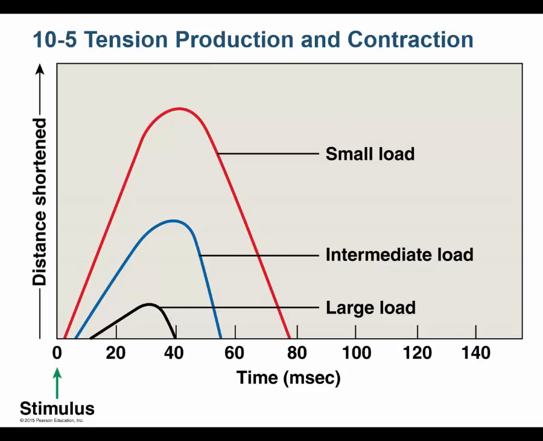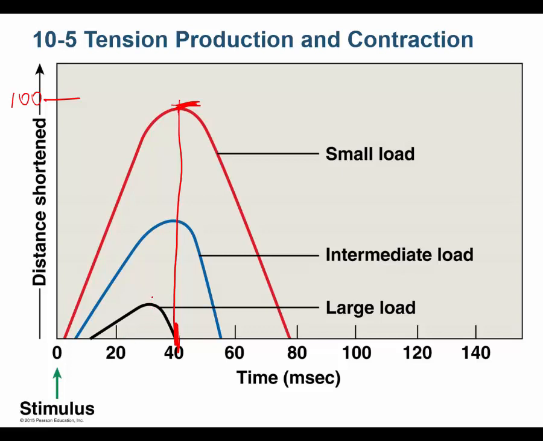All right. Well, what we do when we lift loads, like a small load, intermediate load, or large load, well, first, one thing we do is we recruit more motor units if it's a real heavy load and we have to lift it. And the other thing is this: look at the time it takes to shorten that distance. If you look at a small load right here, let's just compare right here all the way down. It took 40 milliseconds to shorten this much distance. Let's just call this 100. So it took me 40 milliseconds to move 100 millimeters.